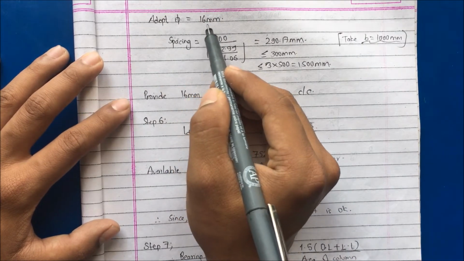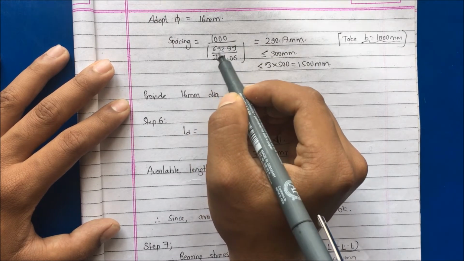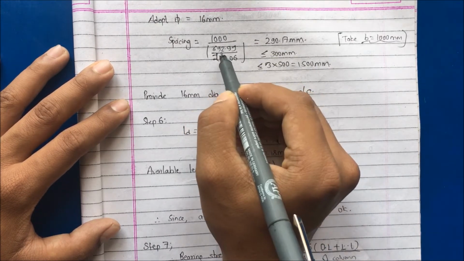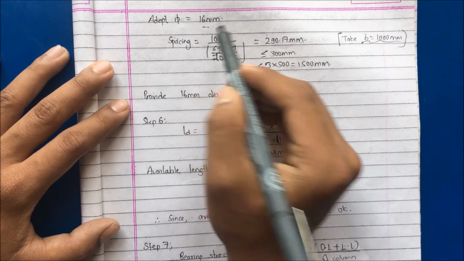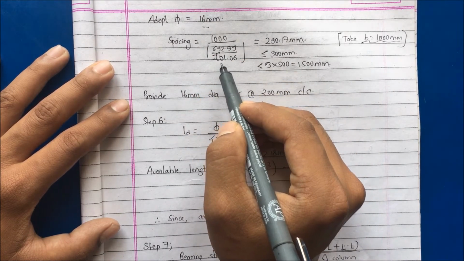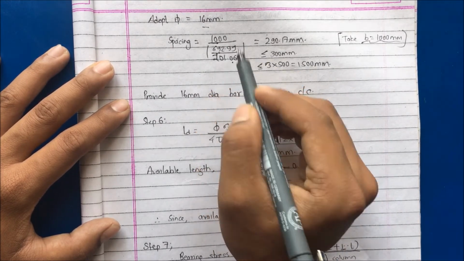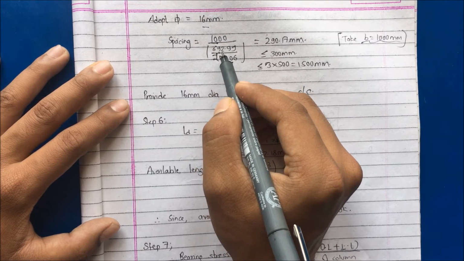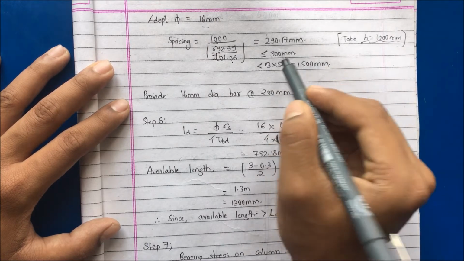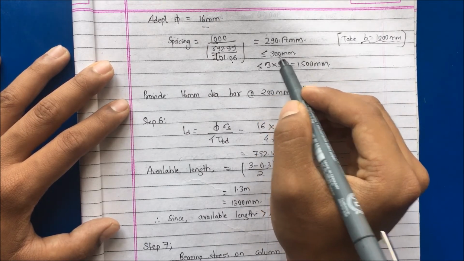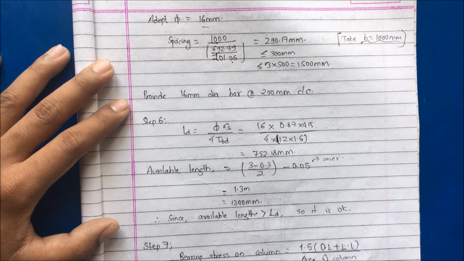Adopting a bar size of 16 mm, the spacing is equal to the width of the section divided by the area of steel provided to the area of an individual bar. Providing a 16 mm bar, we get the area of an individual bar as 201.06. The width of the section is 1000 mm, divided by the area of steel provided, 692.99. This comes as 290.17 mm, and according to the code the spacing should be at most 300 mm or less than or equal to 3 times the effective depth.